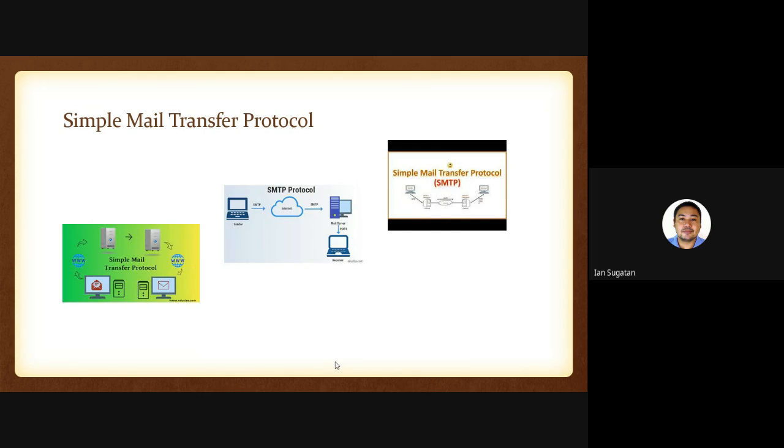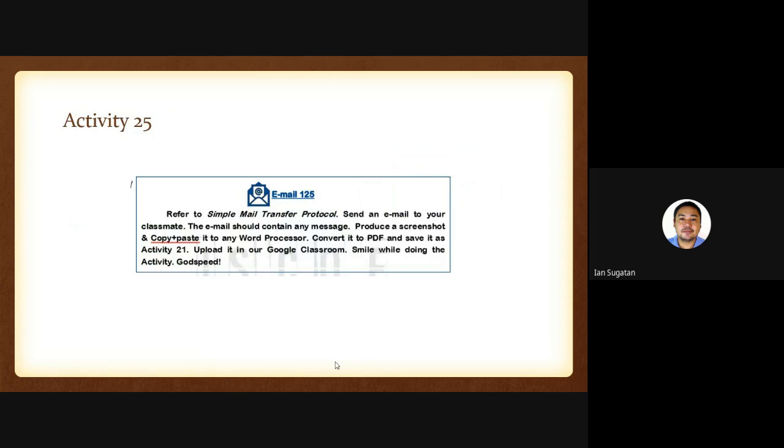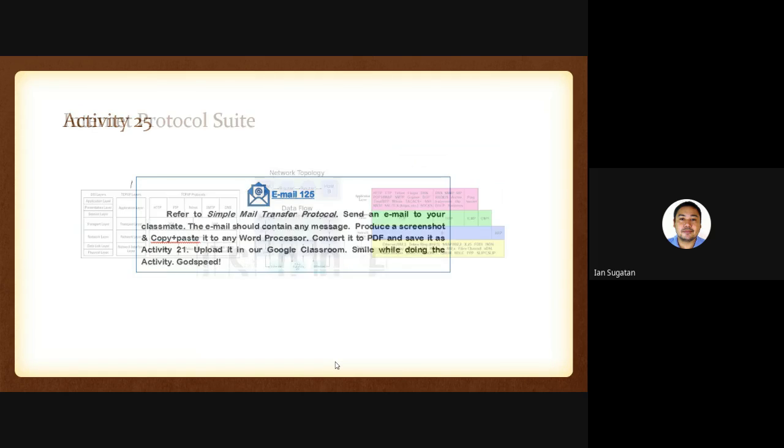So the next slide is your Activity Number 25. You're going to refer to SMTP, or the Simple Mail Transfer Protocol. What you're going to do is send an email to your classmate. So that's it. It's very simple. I think it's self-explanatory. No need to discuss. Shall we move on to the next activity?